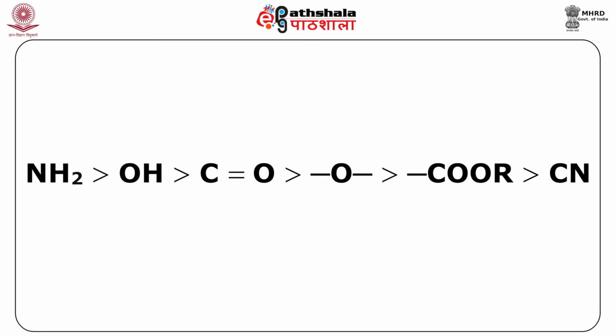The strength of the complex formation is in the following order, provided the complexation site of the molecule is not sterically hindered. First we have the amine, then the hydroxyl, which is greater than the carbonyl, then the ether, then the ester, and then the nitrile. That means the highest complexation facility is with the amine and the lowest is with the cyanide or the nitrile.